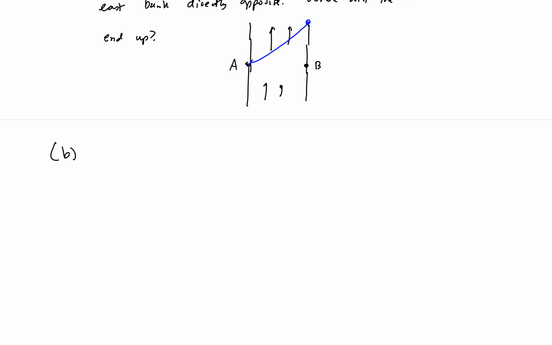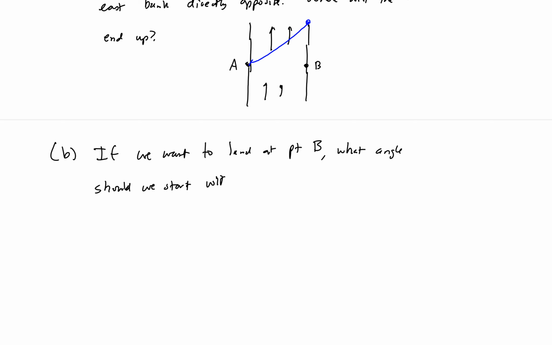And the second question is going to be, if we want to land at point B, what angle should we start with? Right, so if we have this situation again, if we're at A, since the river is going to pull us, we want to launch something like this, at some angle theta here, and then the river will push us and we'll end up back here at B. So those are our two problems we want to look at.